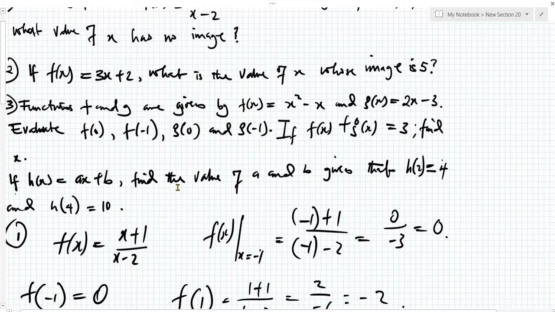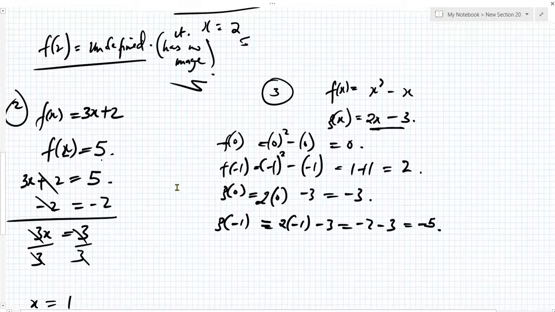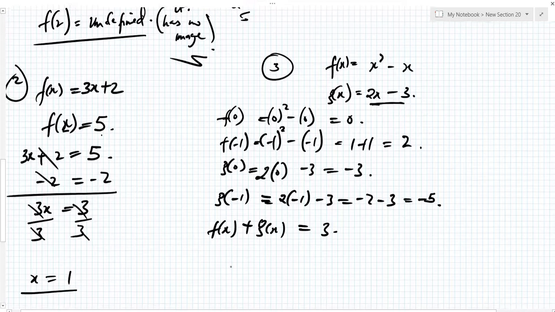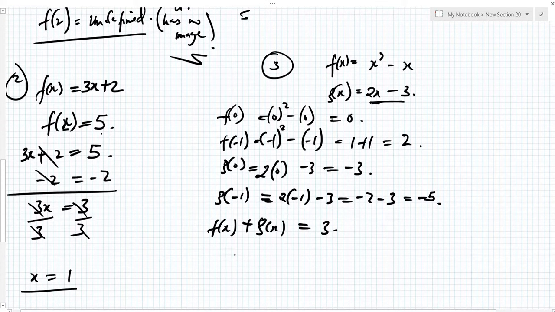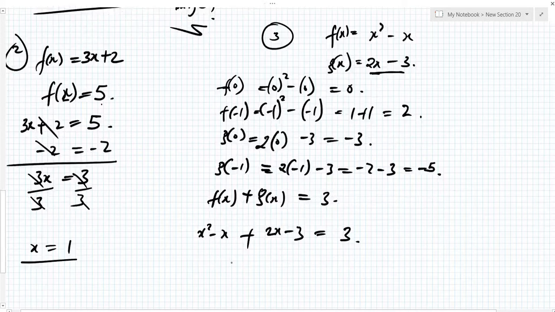Now if f of x plus g of x is equal to 3, find x. Now what they are saying is f of x plus g of x is equal to 3. So if we find x, meaning that f of x is x squared minus x plus g of x is 2x minus 3. Both of them is equal to 3.